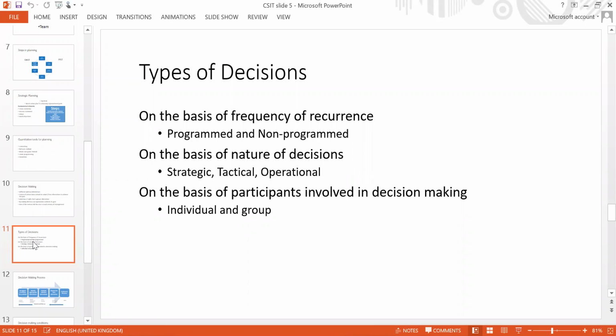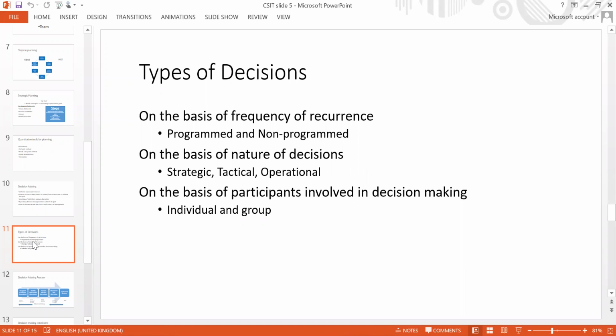For example, diversification. I'm running a school. Should I also take up the business of healthcare, for example, a hospital, and add it to the business? Those are the kinds of strategic decisions that you take. Where do you locate your business? Those are strategic decisions that you have to take.